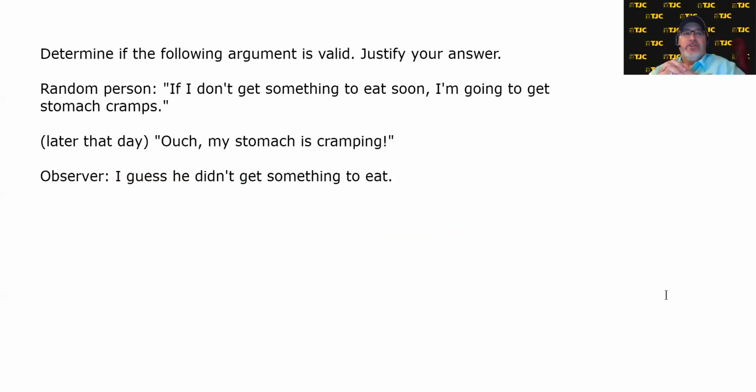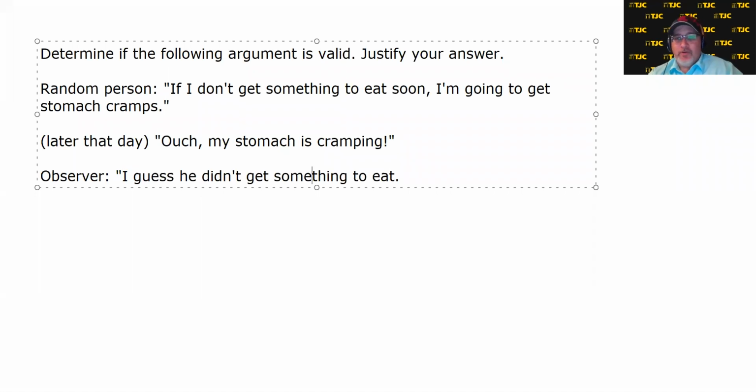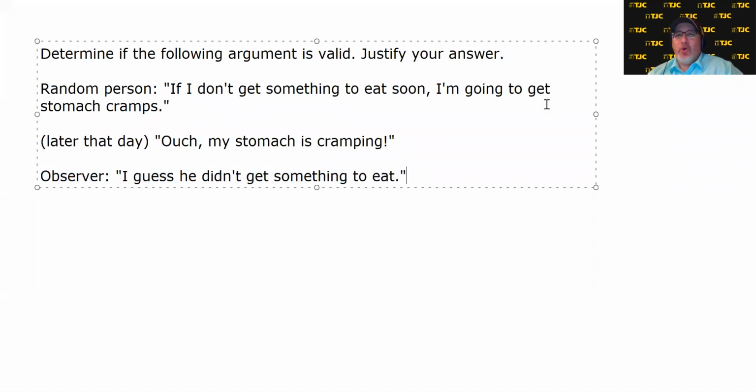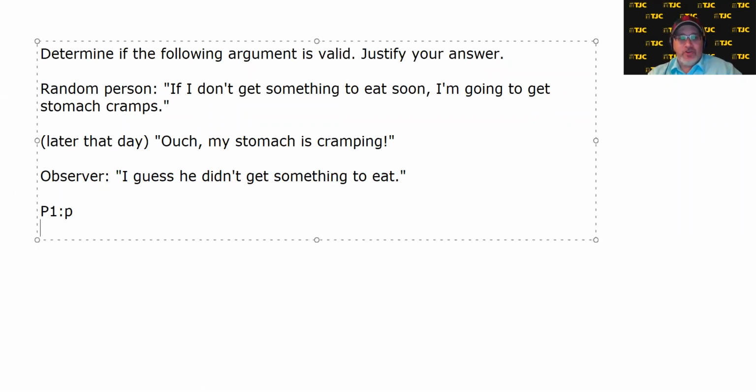Let's try this one. Determine if the following argument is valid. Justify your answer. Random person says, "If I don't get something to eat soon, I'm going to get stomach cramps." And later in the day, "Ouch, my stomach is cramping," same random person. Observer says, "I guess he didn't get something to eat." I know it's very trivial and inconsequential, but I want those quotation marks. All right, so is this a valid argument? I invite you to pause the video and try it. I am going to set it up in premise and conclusion form.